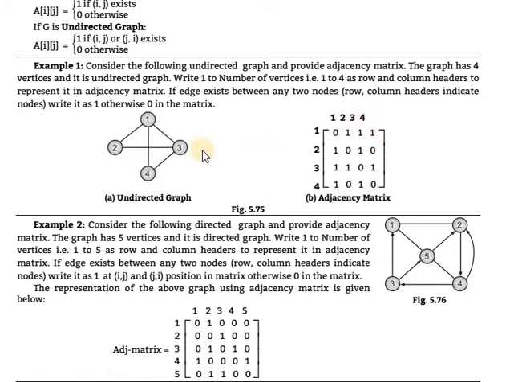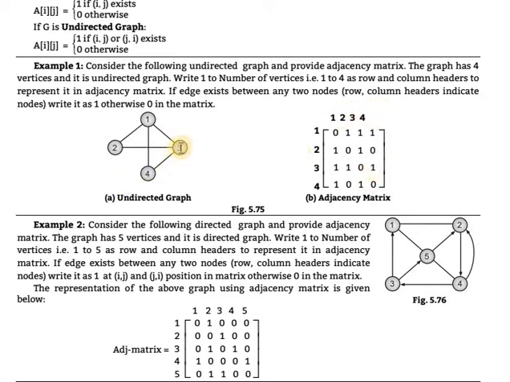Next, the second vertex. 2 to 1, sorry, 2 to 1 is there. So second row, first column, write 1 because the edge is created. 2 to 2 is not, so second row, second column, 0. 2 to 3 edge is created, so write 1, second row, third column. 2 to 4 edge is not created, so write 0. Clear that? Second row, fourth column.